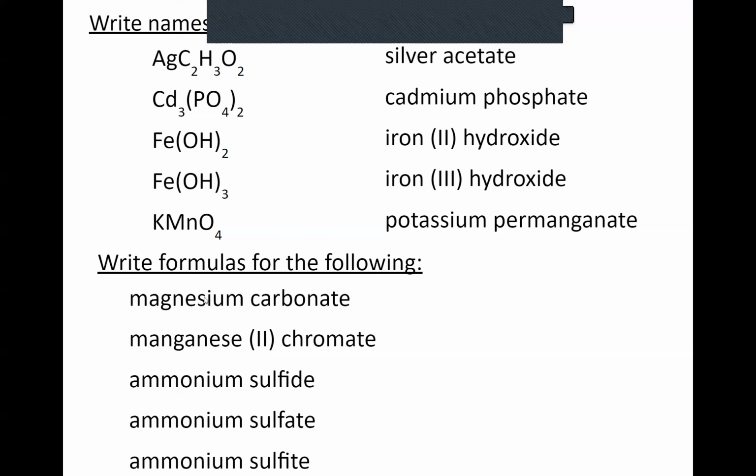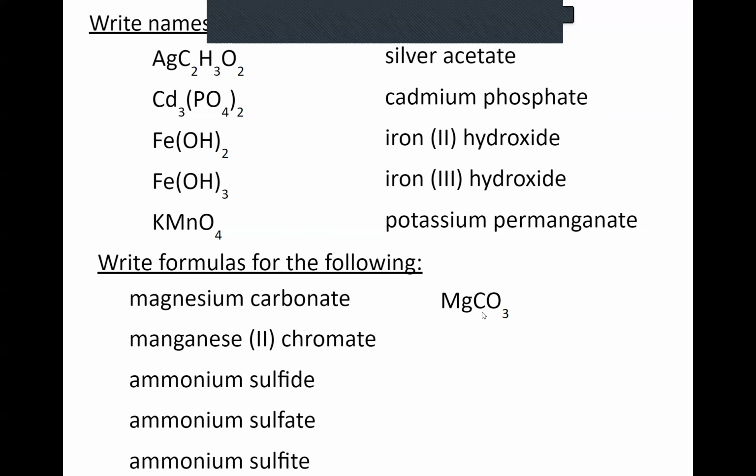Magnesium carbonate. Magnesium's a 2+, carbonate's a 2-. So together, 1 ion of each makes a neutral compound. So we simply write Mg and then CO3. Please note, the 3 subscript does not mean that there are 3 carbonate ions. There's actually only 1 carbonate ion, and the 3 oxygen is part of the first and only grouping of CO3.